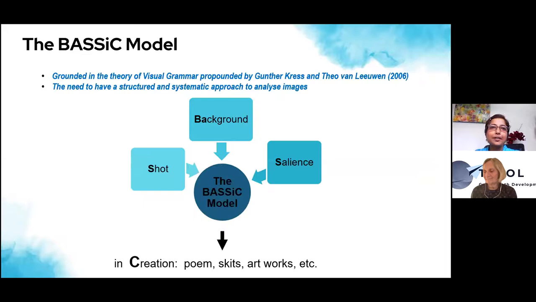Okay, so the model itself, I created it in 2015, and then in 2019, I added the letter C because it came to creating. Initially it started out as the base model, which is heavily grounded in social semiotics, and multimodality is part of social semiotics. The theory behind this is visual grammar, which is propounded by Gunther Kress and Theo van Leeuwen in their book, Reading Images. There is already a 2020 edition.